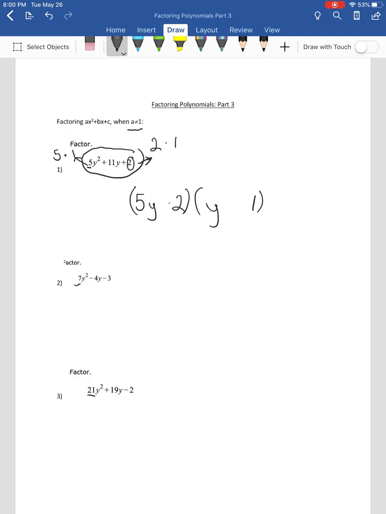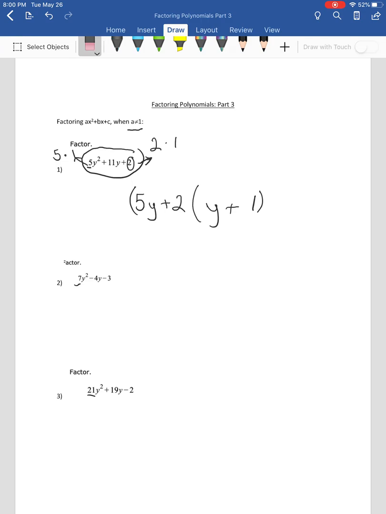Everything is positive in here, so everything's going to be positive over here. And of course, we're going to multiply out to check if this works, all right? A lot of factoring is kind of guessing and checking. If you're good at multiplying, you'll be good at factoring. It just sometimes might take a while. So this is going to be 5y squared plus 5y plus 2y plus 2, which makes a 7y. And that's not what we want. We want an 11y in the middle. So we need to try something else, okay?